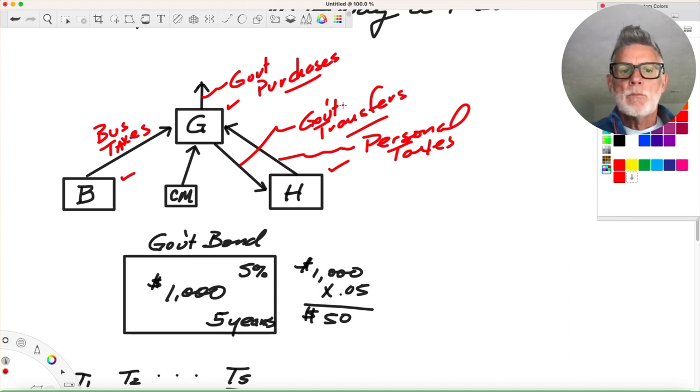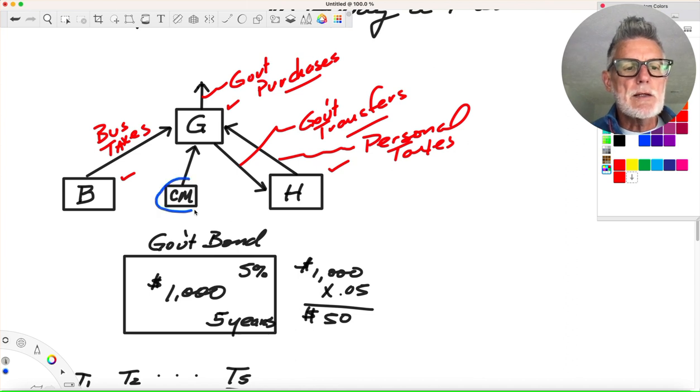budget. But the federal government, in particular, has not balanced its budget in decades. The federal government, each and every year, runs what we call a deficit, which means its government purchases and these government transfers are larger than the taxes that are collected. So the government has to borrow. Where does it borrow from? It borrows from the credit market.